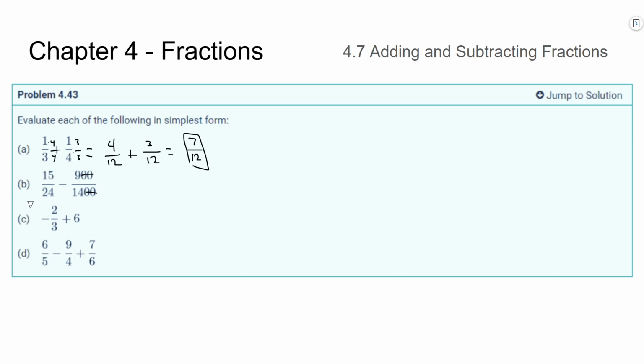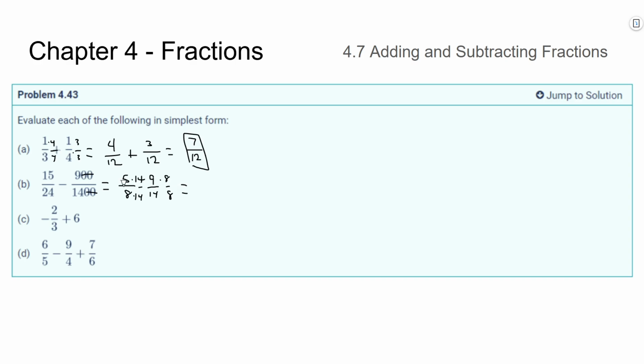What else do we have? Oh, we can simplify this one. Looks like those are both multiples of 3. So that would be 15 divided by 3 would be 5. 24 divided by 3 would be 8. And we're left with 9 over 14. Still not great, but let's go ahead and just give this a shot. So let's try multiplying by 14 over 14. And this one we can do times 8 over 8.